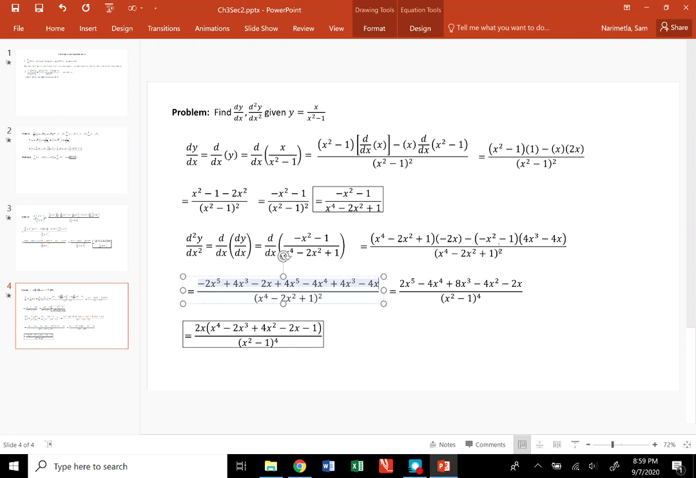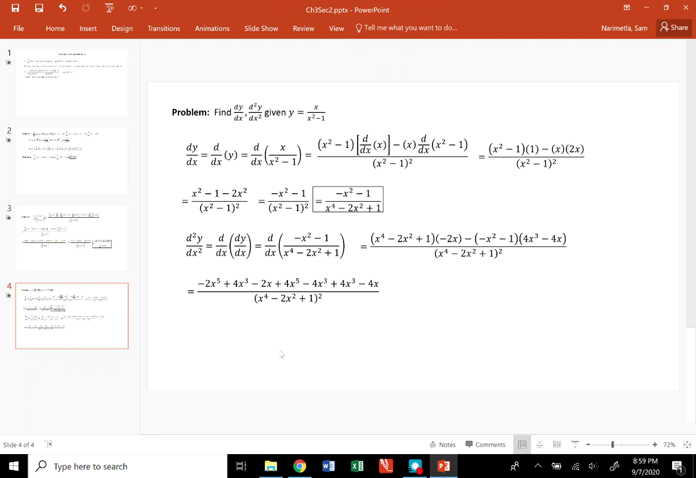So minus x plus 4x to the 5 is fine. And this changes to 4x cubed. Brother. So this would be wrong. Yeah, I'll ask you to simplify this.